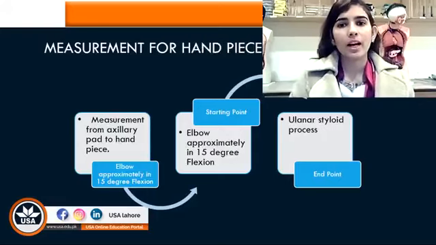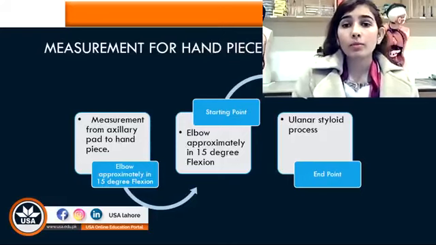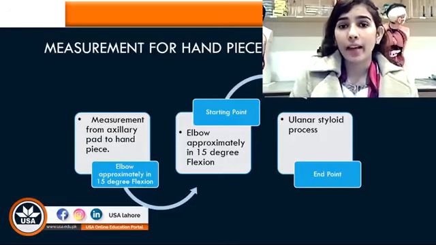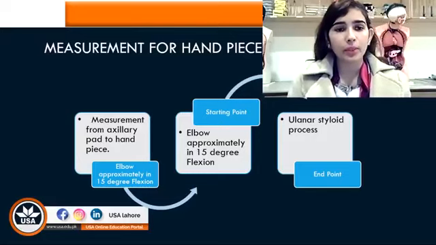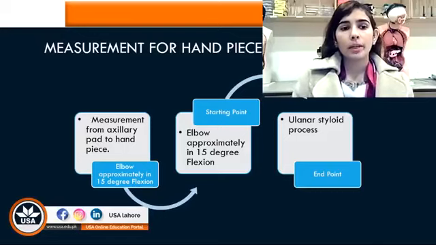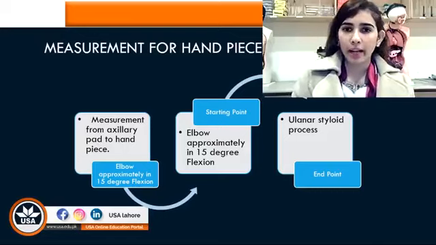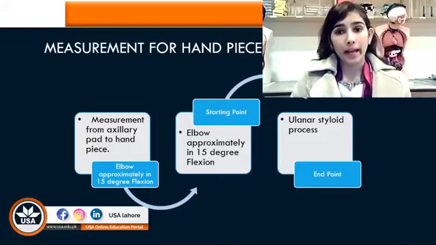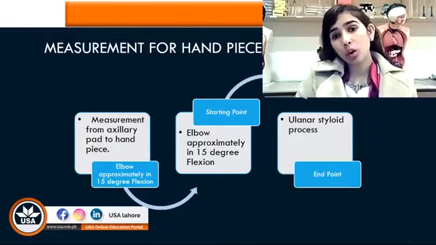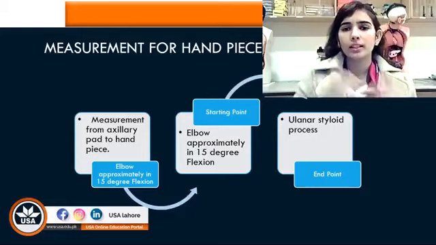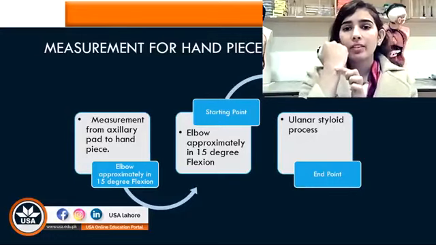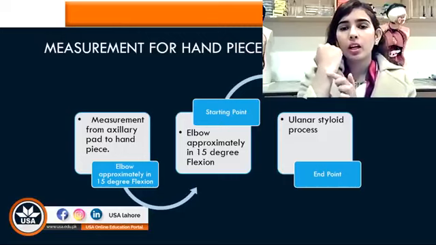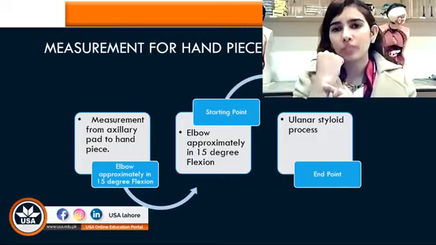After that, we have the measurement for the handpiece. What would be the distance between the crutch and the handpiece now? The elbow would be flexed at 15 degrees, and that would be our starting point. So the measurement is from the auxiliary pad to the handpiece. What would be the end point of the measurement? We will take measurement till the styloid process of the ulna. This is the ulnar side, and we will be taking measurement to this protruded portion, the styloid of the ulna.